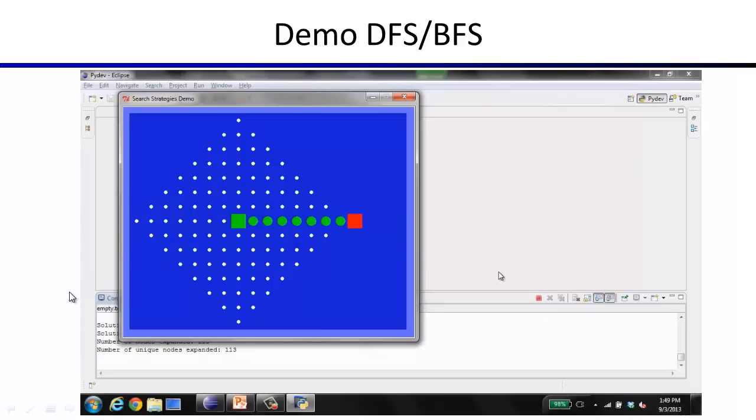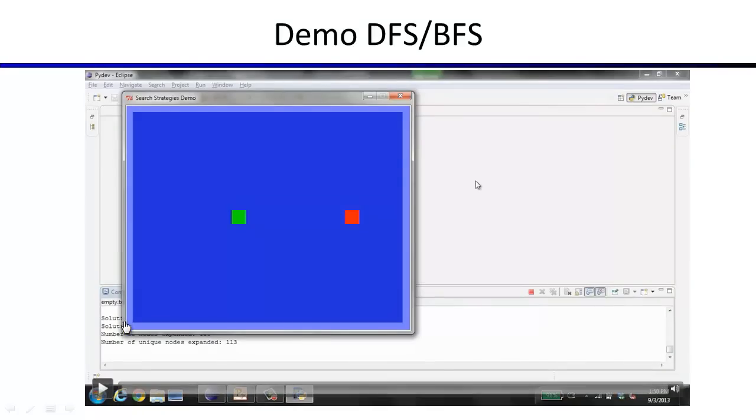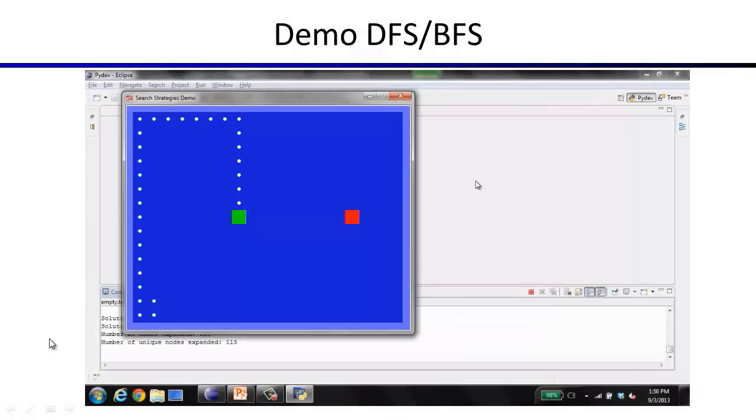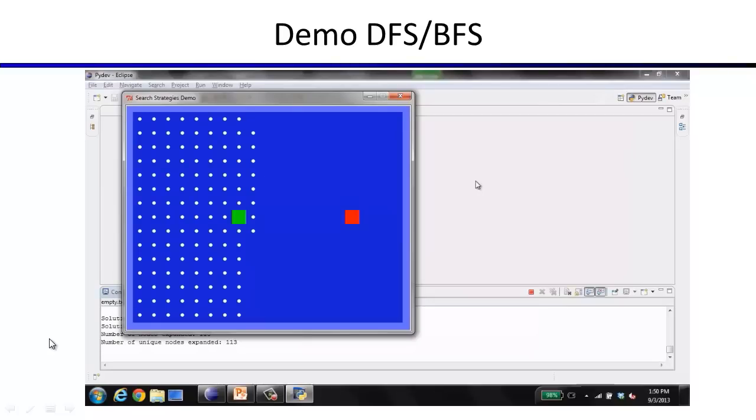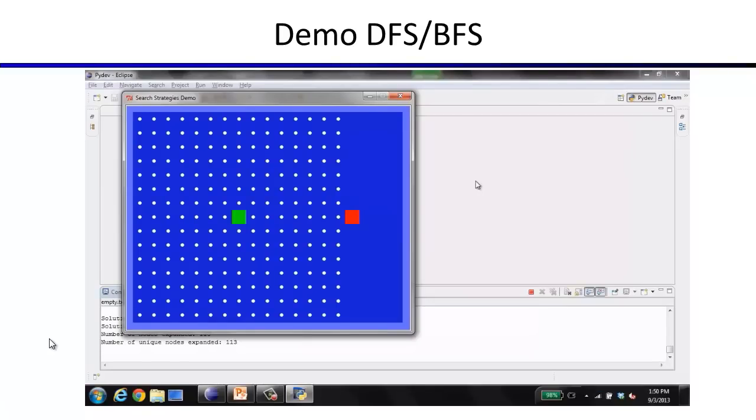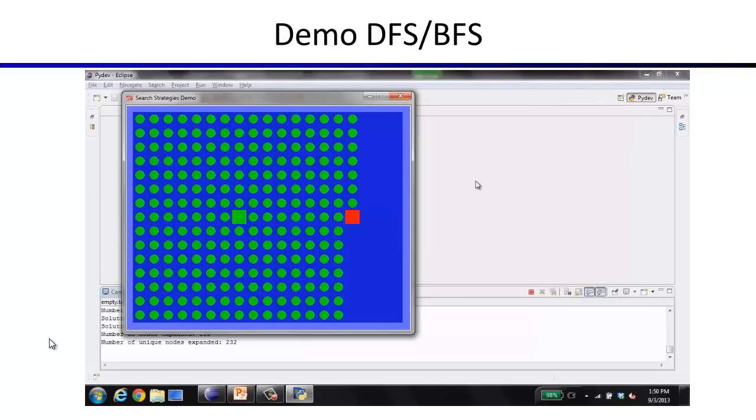All right, let's look at another one. Again, could be BFS, could be DFS. I might be trying to trick you. DFS with one of the worst possible tiebreakers, right? It's going left, left, left, and that's not at all getting it to the goal.